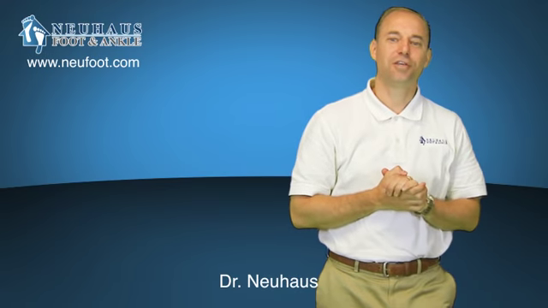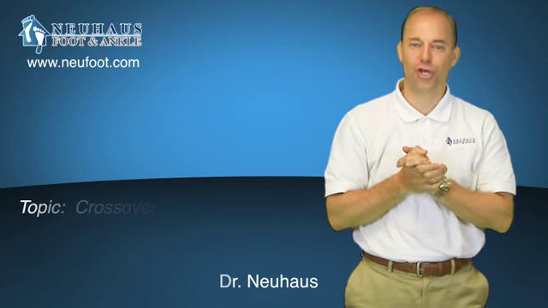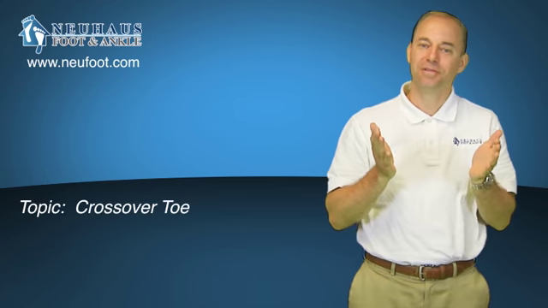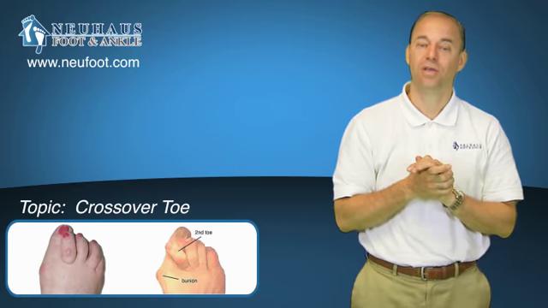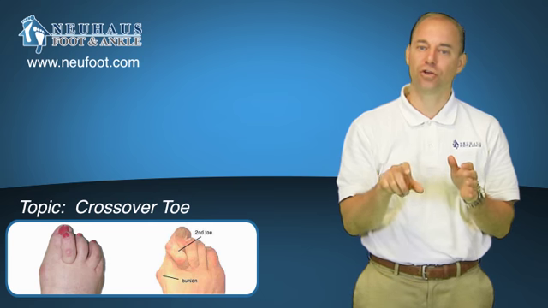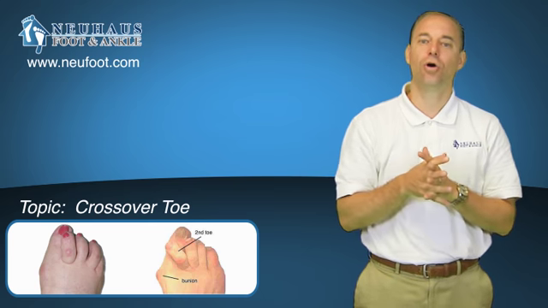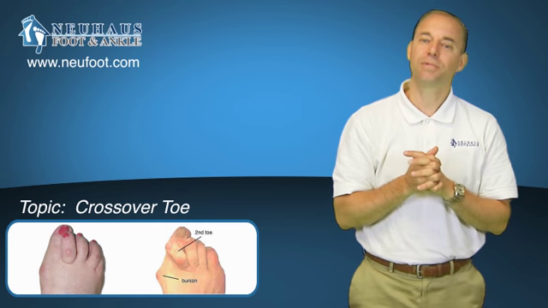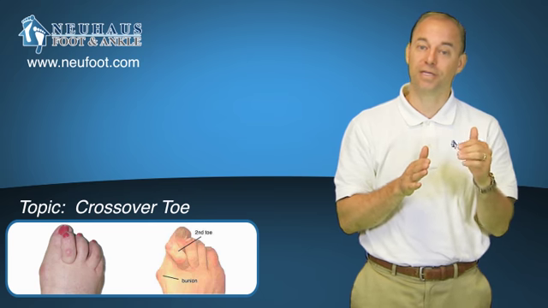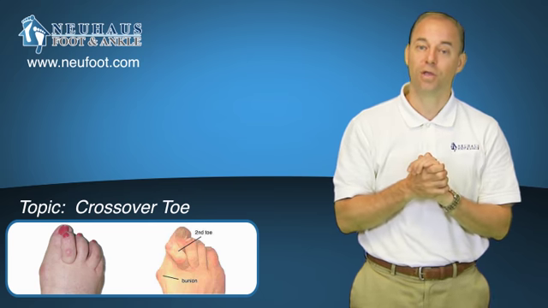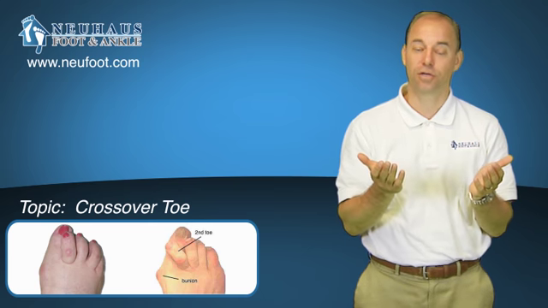Hey, it's Dr. Neuhaus. I want to talk to you about a problem we call crossover toe. It's not very common, but it's a deformity typically in the second toe of the foot, where the second toe will start to curl up and rise up over the top of the big toe. Sometimes this is associated with a bunion, and the big toe will start to shift over in a bunion and actually push underneath the second toe, causing the deformity to occur.